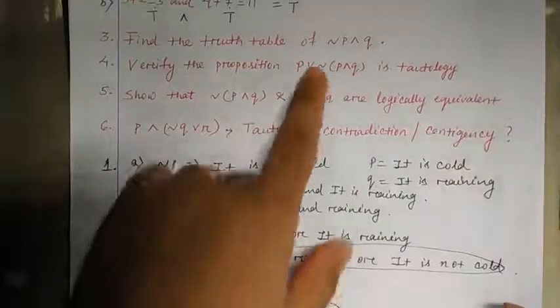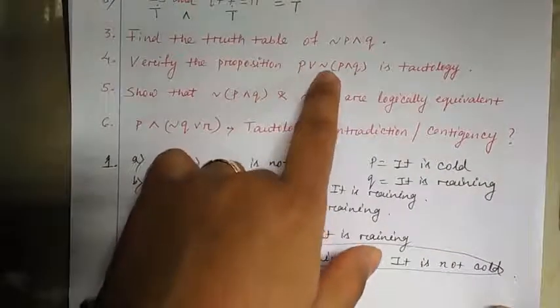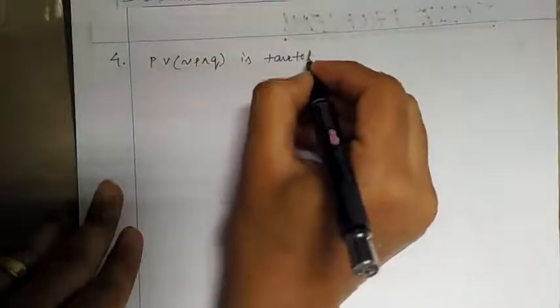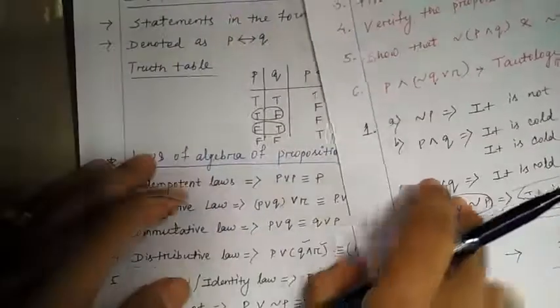Verify that the proposition P or negation (P and Q) is a tautology. So what is the question? No, I wrote it wrong. It is negation, within bracket it is P and Q. So this is the thing.